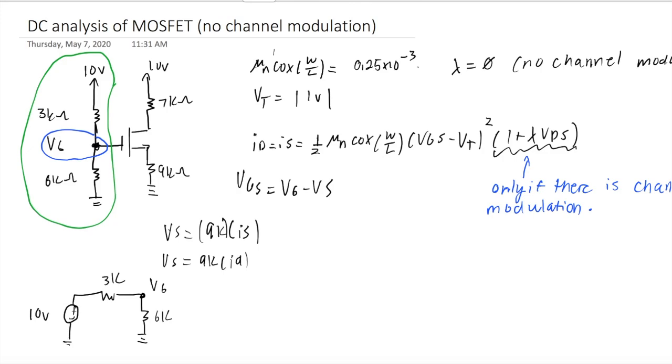Now, how can we find what VG is equal to? Easy. A simple voltage divider to find the voltage across a 6 kilo ohm resistance. Or you could do 10 minus 3K multiplied by the current, but that just takes more steps. So here we have 10 multiplied by 6K over (3K plus 6K) equals VG. This gives us a VG of 6.66 volts.